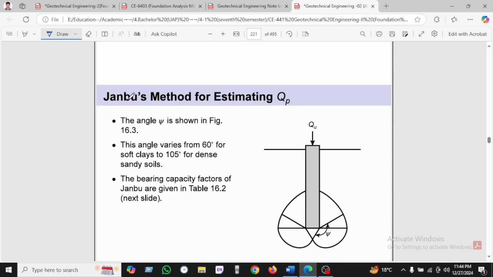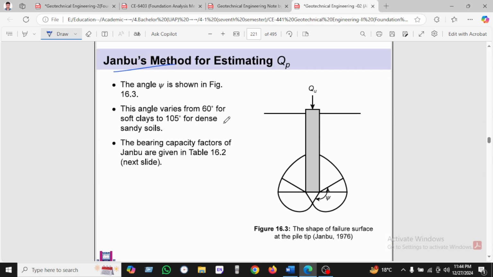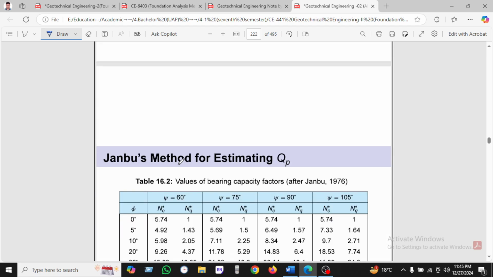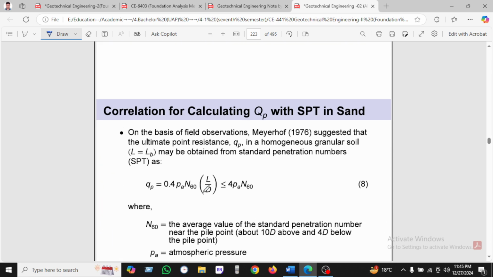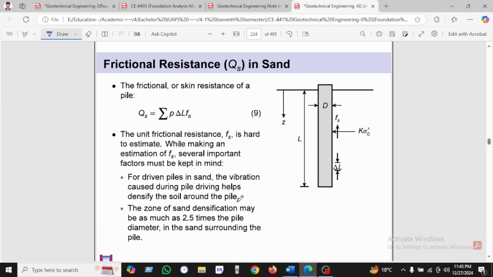And in this way, here is the Janbu method, but we will not use the Janbu method. The angle psi is shown here. You can see here psi, the angle, and the bearing capacity factor will be from the Janbu method, but we will not use it. When phi is 30, then by the Janbu method, Nc and Nq equal to 10. Okay, the correlation of SPT value, this we will not use.